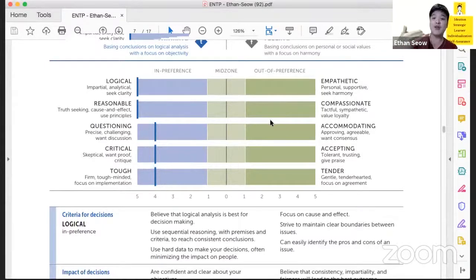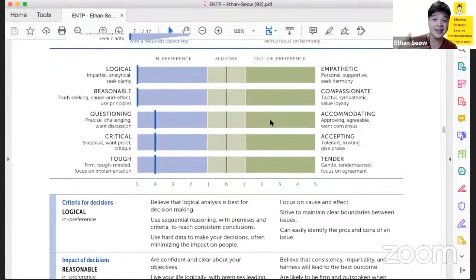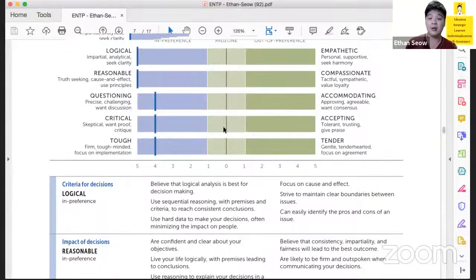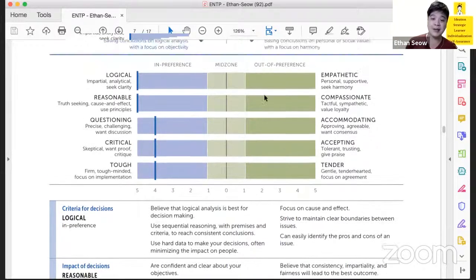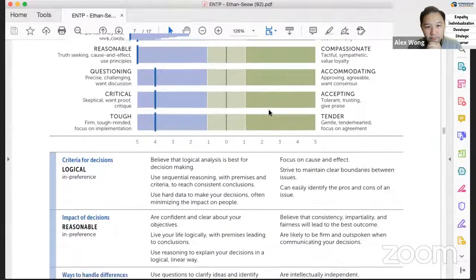This is where it's very interesting, because my preferences don't mean my behavior. I can speak reasonably and compassionately. I can do questioning. The reason why I'm using my report is that you can see my tendencies as a person. When it's out of preference, it means you're not functioning at your optimal when you're in that space. That means you might feel a drain in energy whenever you're in that space. That's what MBTI keeps on shouting and screaming about.